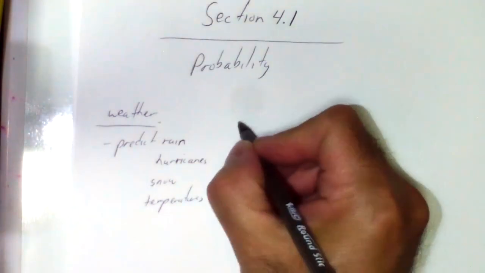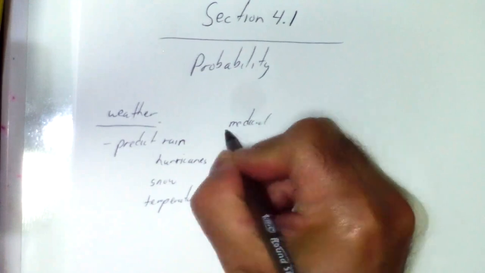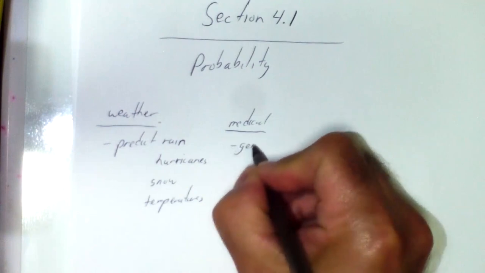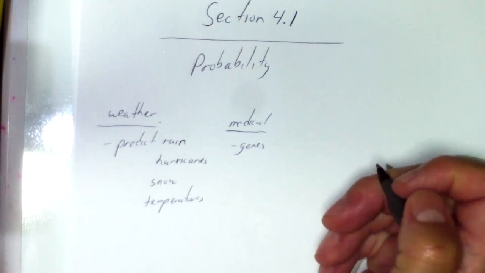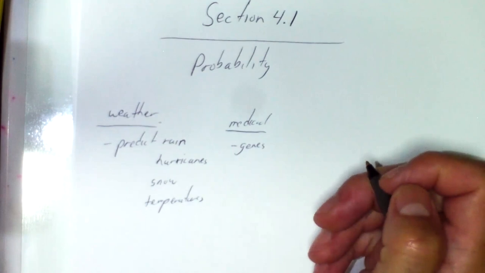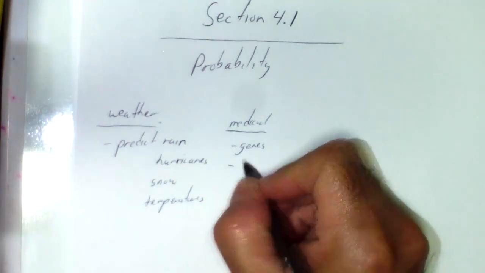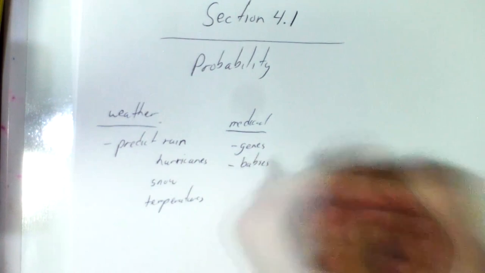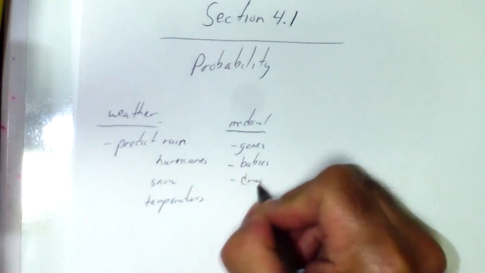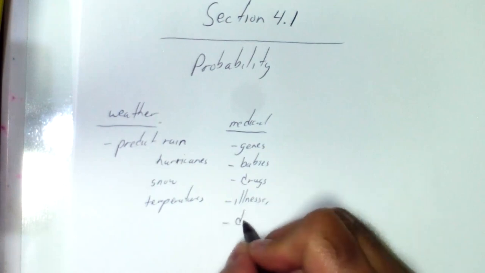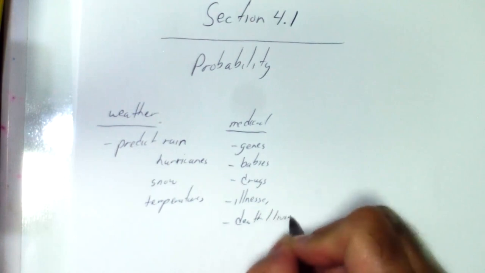You also encounter it in the medical field, when you talk about your genes, right? Maybe what's the probability that if your parents have diabetes, you're going to have diabetes? Or if your grandpa had hair loss, what's the probability you're going to have hair loss? Or twins running in the family. Babies, genes, drugs, illnesses, even death, right? Living or dying.